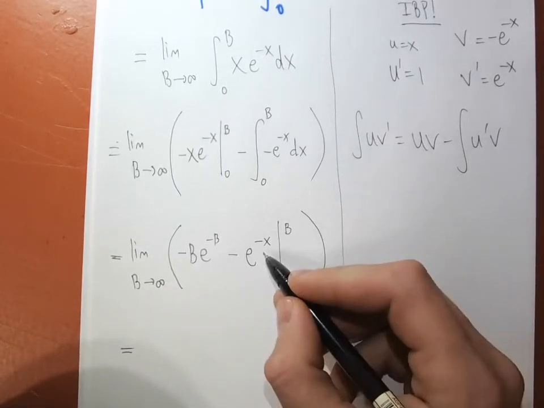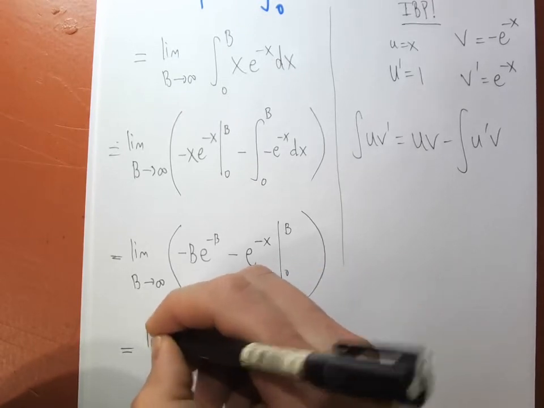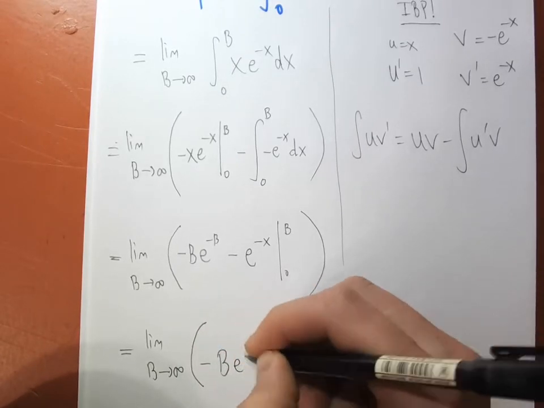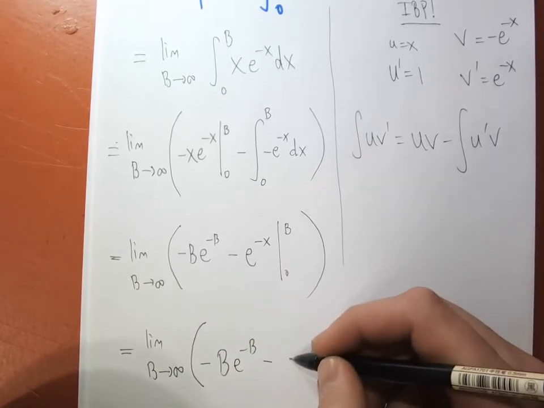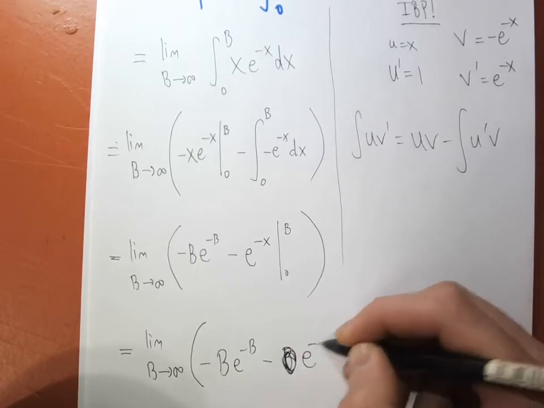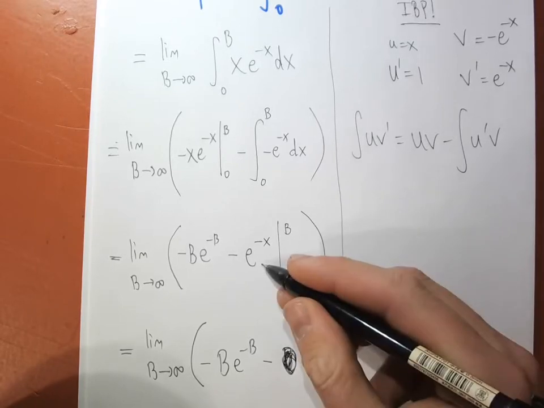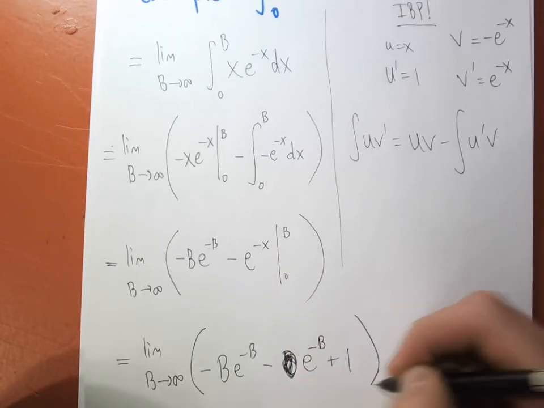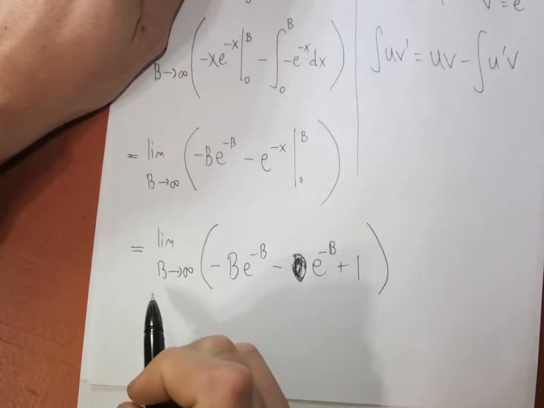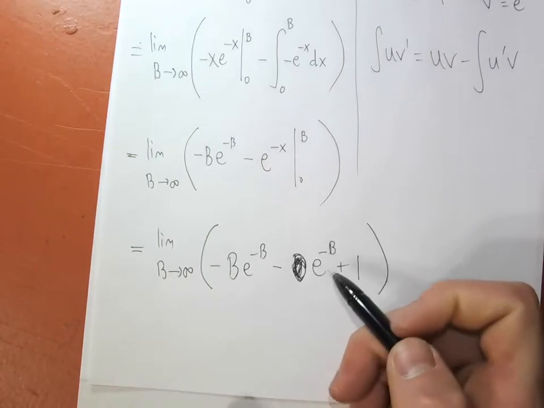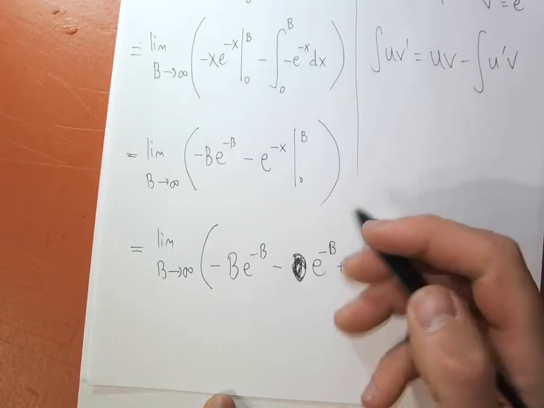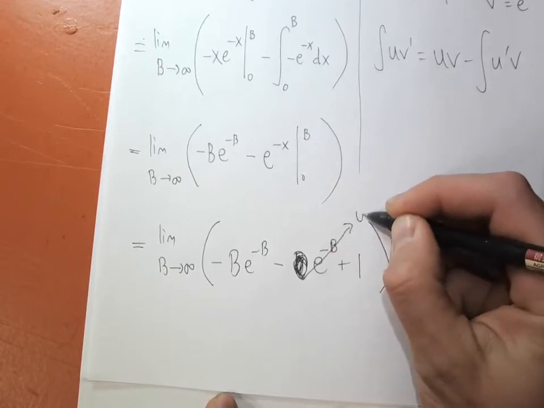Okay, now I'll plug in b, I'll plug in 0, so I have limit b goes to infinity, negative b e to the minus b, minus e to the minus b. When I plug in 0 into this piece, I get 1. Okay, so as b goes to infinity, e to the minus b, so e to a really big negative number, that gets close to 0. So this whole piece goes to 0.